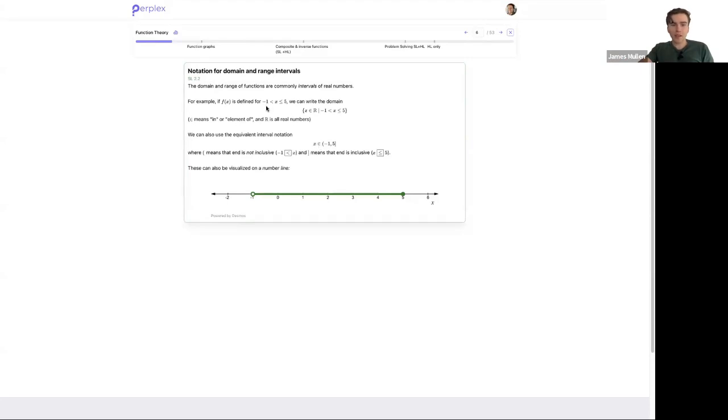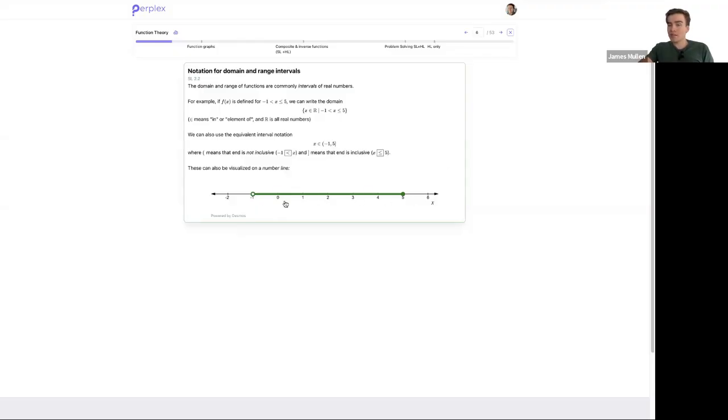So I would say, for example, if I had a domain of x greater than -1 and less than or equal to 5, I could either write it in this set notation that you should be sort of familiar with, where the little symbol here means an element of, and R is real numbers. I can also use the interval notation. So I can say x belongs to, and this is an interval, starting at -1, going up to 5. And the circular bracket, the regular brace, means that that end of the interval is not inclusive, right? So that corresponds to -1 less than x. And the square bracket means that that end is inclusive. So if I have x less than or equal to 5, I put a square bracket.